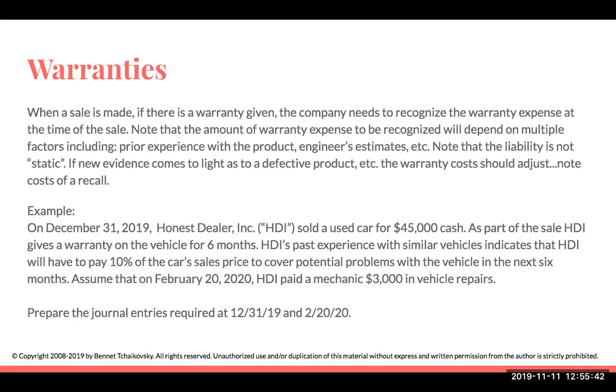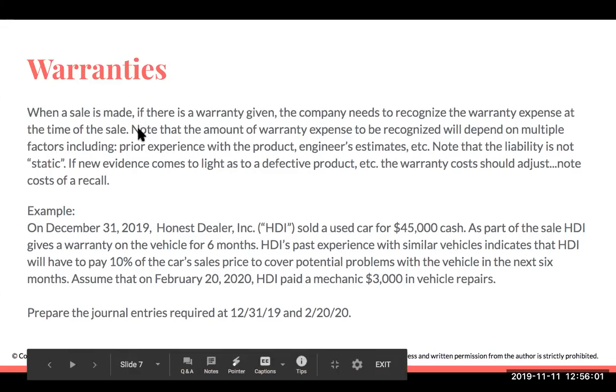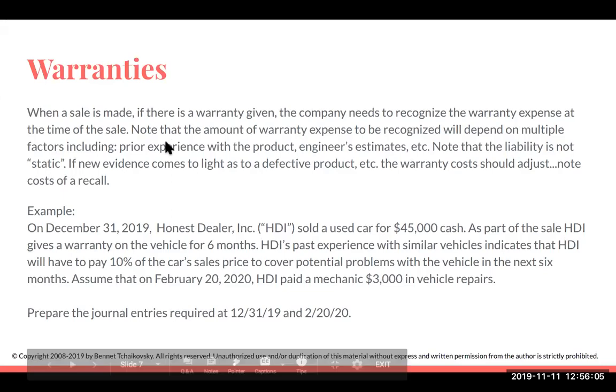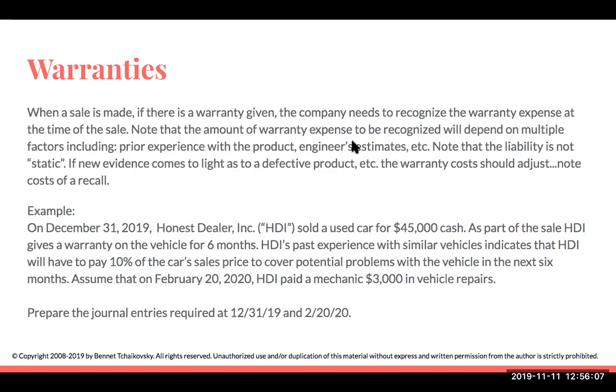So when a sale is made, if there is a warranty given, the company needs to recognize the warranty expense at the time of the sale, okay? The reason is that if I'm offering a warranty, that's really part of the cost to me of selling that product. The amount of the warranty expense depends on our past experience. If it's a new product, what's the engineer's estimate?